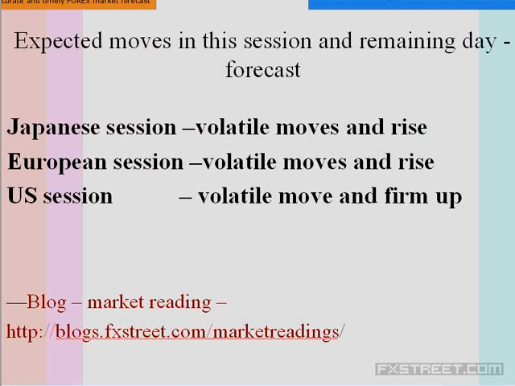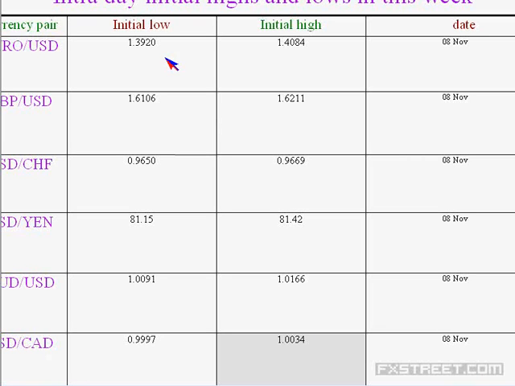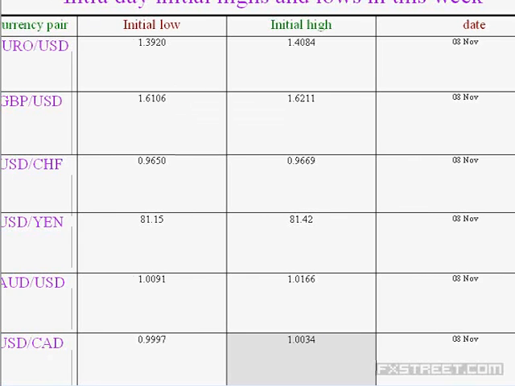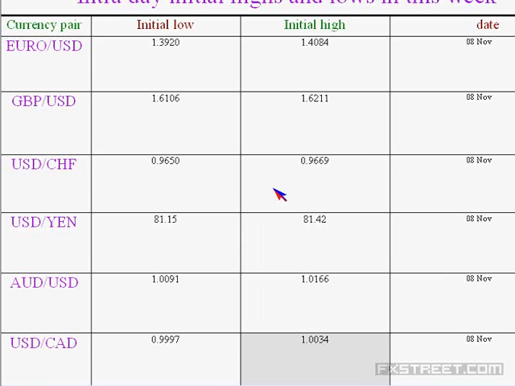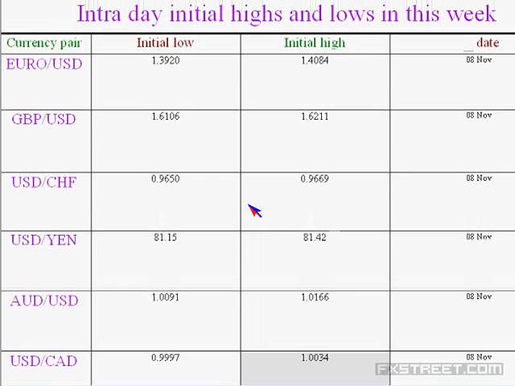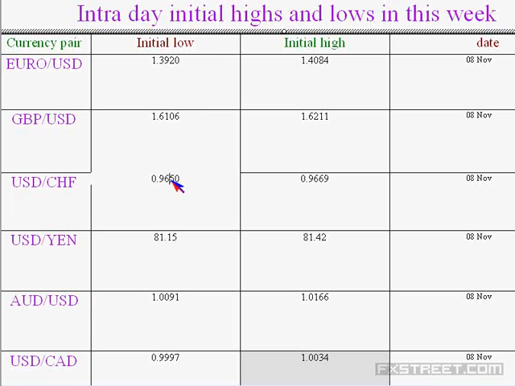With regard to the initial lows and highs, the lows and highs are not being breached in any of those currencies. CHF is 96.03, so they have breached CHF, but the yen they have not breached, and the Australian dollar also they have not breached the high or the low. The Canadian dollar also they have not breached the high or the low.